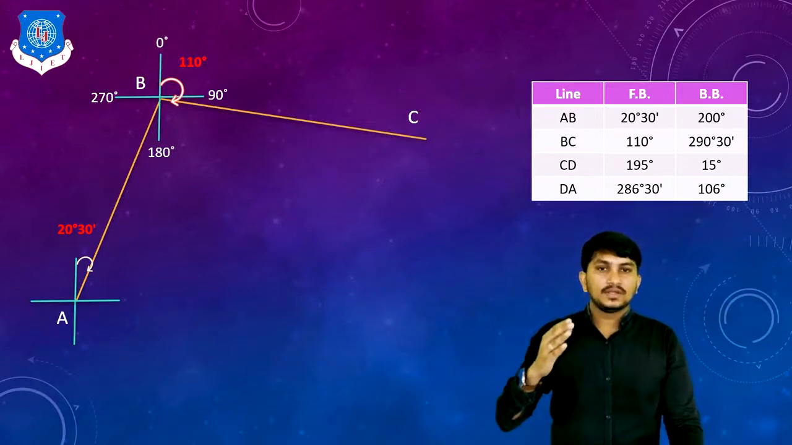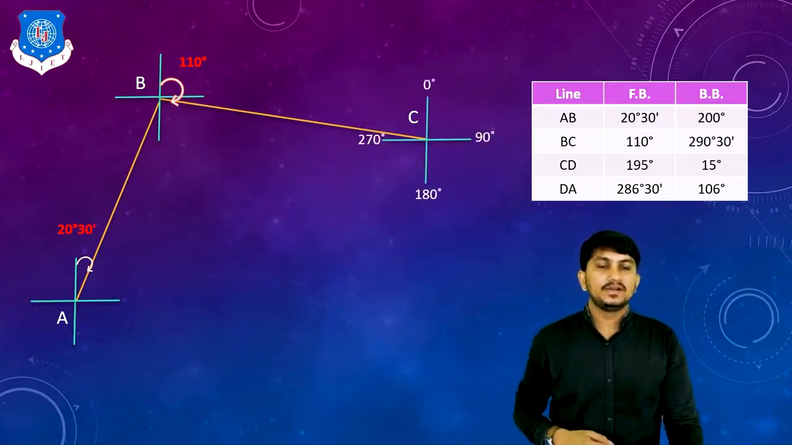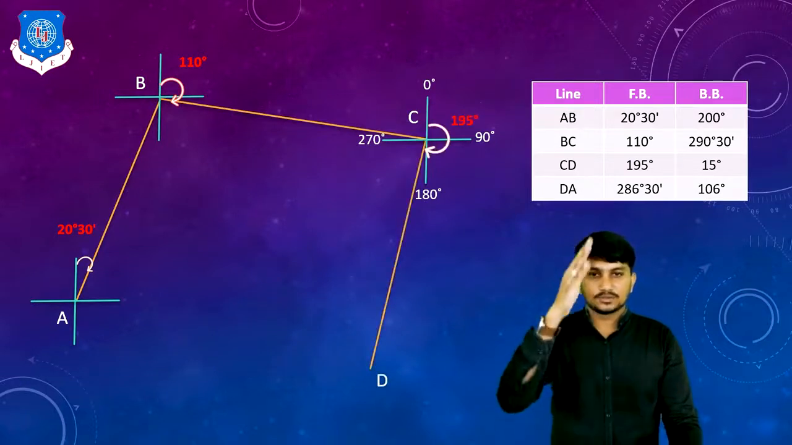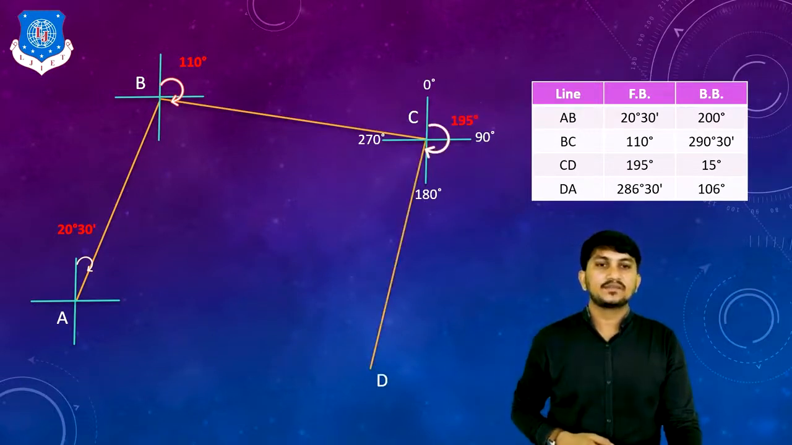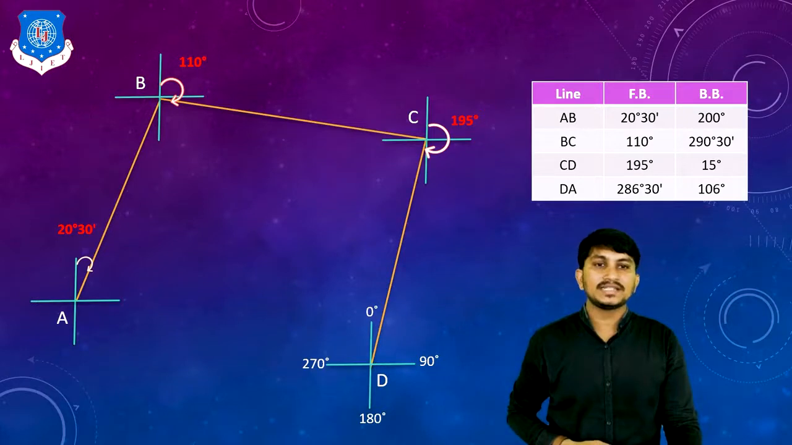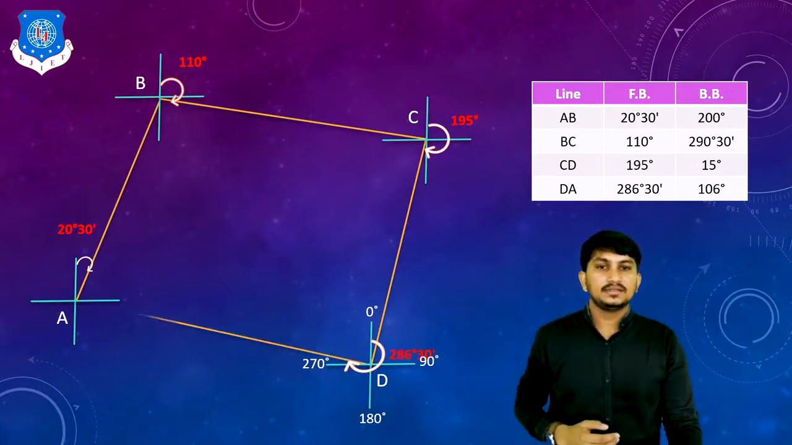Now to go next, we have to refer to FB of CD, which is 195 degree. 195 degree is in the third quadrant, like this. So the line is drawn like this. This is the line CD. Next, for drawing line DA, we have to refer to FB of DA, which is 286 degree 30 minutes, which is in the fourth quadrant, like this. The line is drawn.